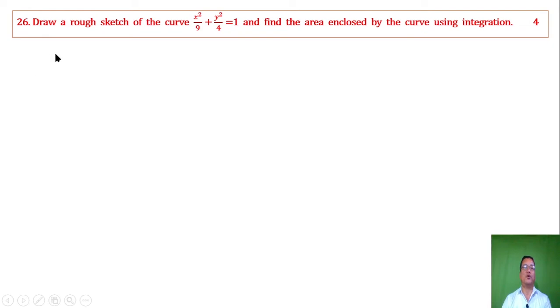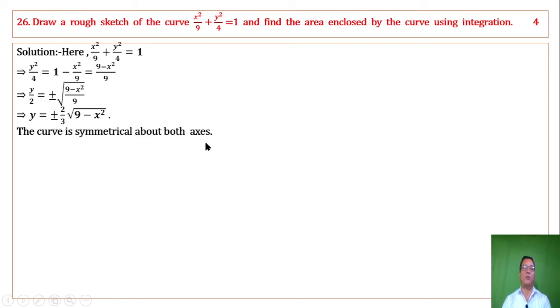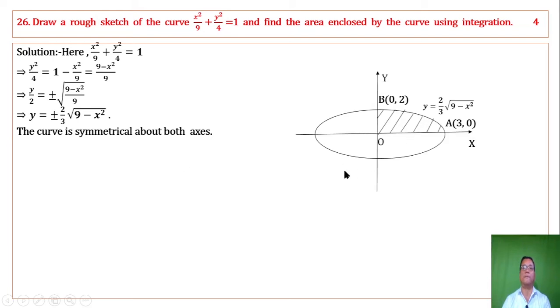Question number 26. Draw a rough sketch of the curve x squared by 9 plus y squared by 4 equal to 1 and find the area enclosed by the curve using integration. 4 marks. Here the curve is this. Solve for y from this. We have y equal to plus minus 2 by 3 times root over 9 minus x squared. The curve is symmetrical about both axes as the power of x is even, and y is also even. Therefore, the curve, that is ellipse, is symmetrical about both axes, whose center is at the origin of the coordinate axis, as in this picture.